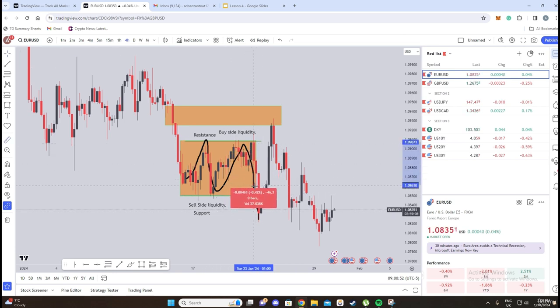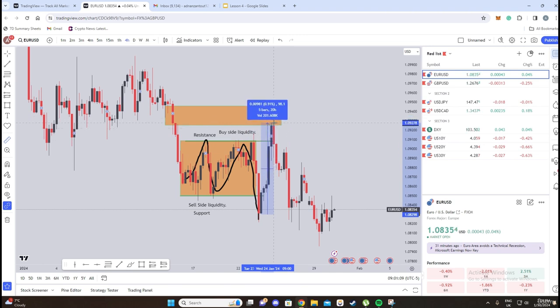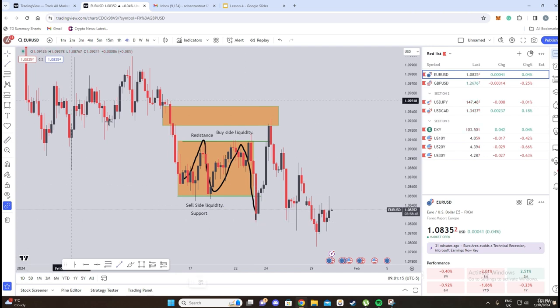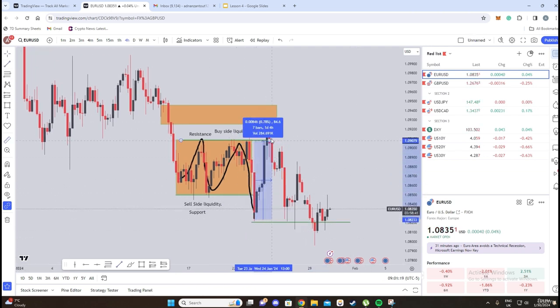So price comes down, takes out the sell side liquidity. Then the next thing, where would it be? To the buy side. And above this buy side liquidity is our what? Our inefficiency. Price is gonna go take out buy side, go to our inefficiency, and before sending price lower, take out this sell side here. So you can see it's a pattern, and this is how the accumulation would work.